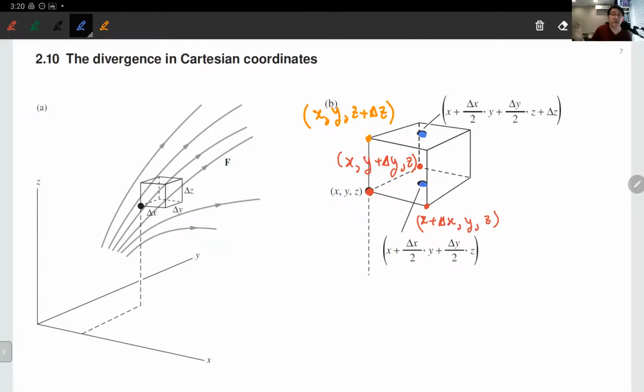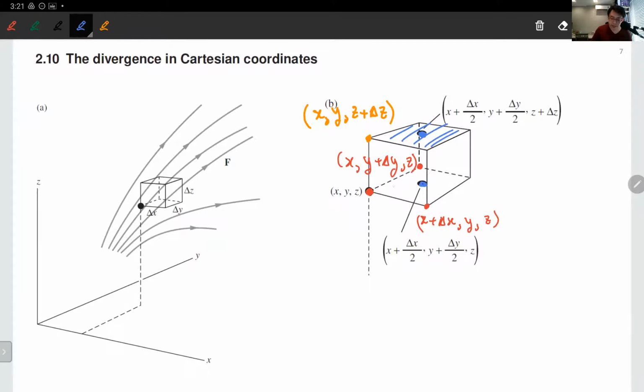The result will be pretty much the same anyway. Okay, so what we're going to look at is, let's say, the center of this cube, this box right here. So if you pick the center of the box to be the point of interest and then try to calculate the flux, of course, there will be a total of 6 surfaces that you have to calculate the flux through.